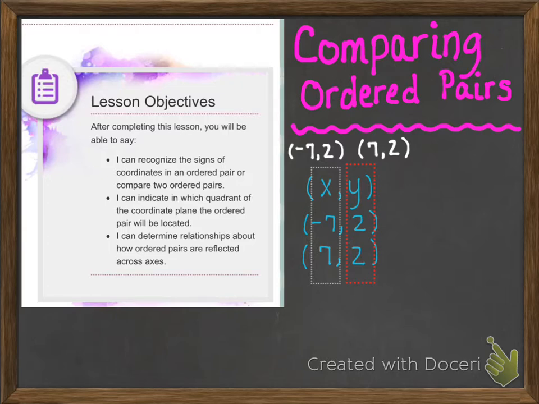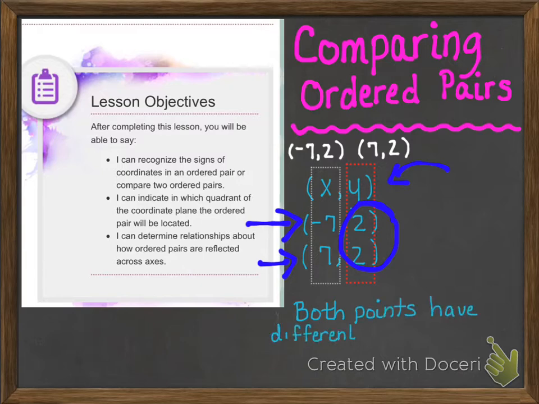When you're comparing these, there's not a whole lot you can say. You basically can just say that both points have different X coordinates. That means one's positive, one's negative, but their Y coordinates are the same.